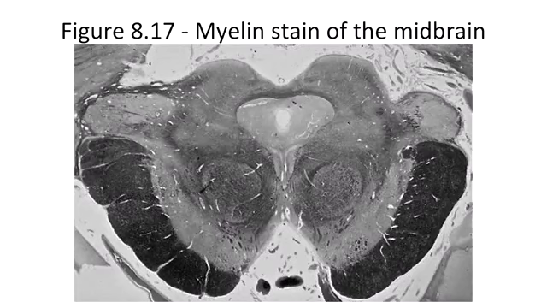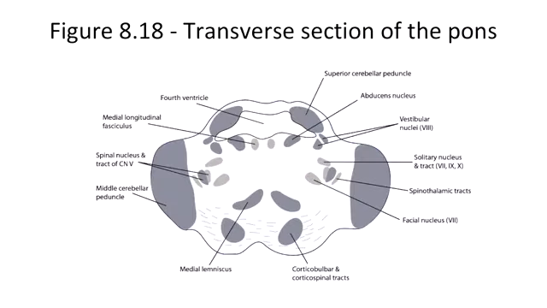Okay, now let's look at a cross-section of the pons. This is figure 8.18, which shows a transverse section of the pons. Again, this is anterior and this is posterior. The pons can be easily identified by the transverse pontine fibers, these little fibers right here. If you can't find the transverse pontine fibers, then you should still be able to deduce that you're looking at the pons by process of elimination. This is because the midbrain and the medulla have a very distinct appearance.